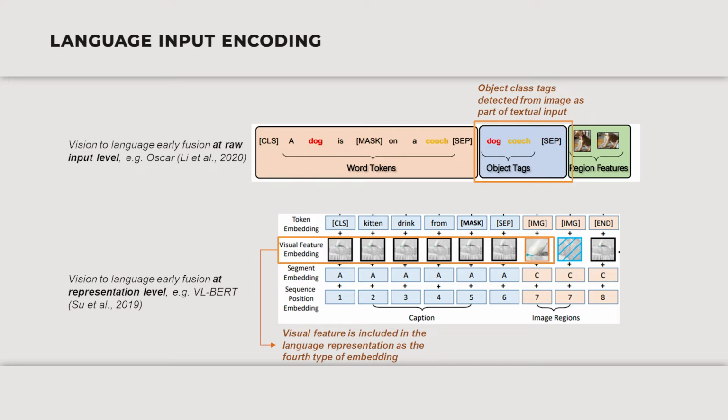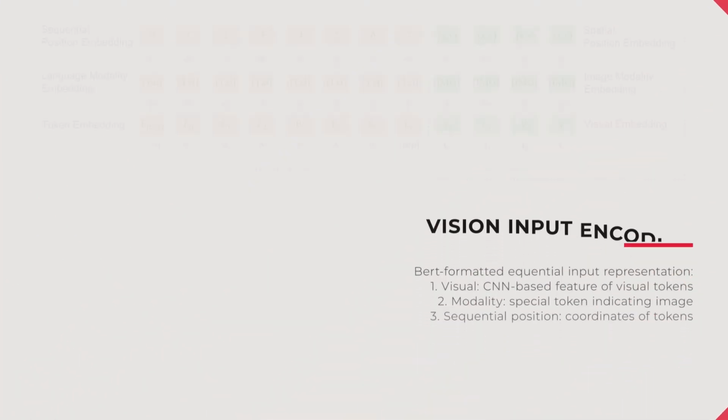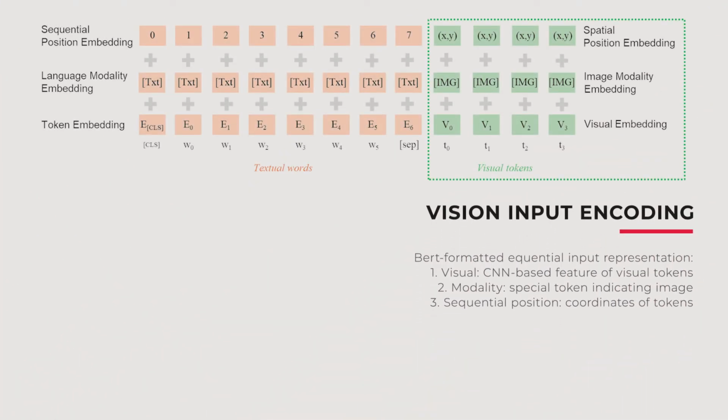Another type is vision-to-language early fusion at representation level. For instance, the VBERT extends the visual feature to the language side as the fourth type of embedding, which uses the visual feature of the whole image to represent each language token. These early fusion strategies intend to ease the cross-modal alignment modeling by reducing the semantic gap beforehand at an early stage and are worth further exploration. Now, let's have a look at the vision input encoding.